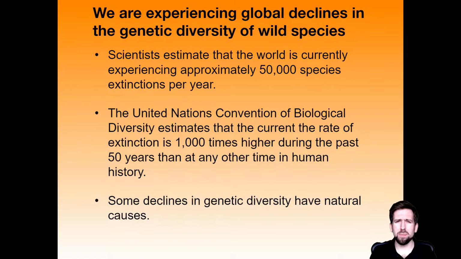So when we're talking about conservation, why is this coming up? Well, because we're experiencing global declines in the genetic diversity of wild species and in a large magnitude. So if you look, 50,000 species are becoming extinct every year, and that's 1,000 times higher in the past 50 years than any time in human history. So it's pretty alarming. But some declines in genetic diversity have natural origins.